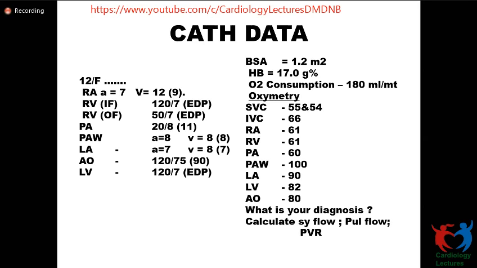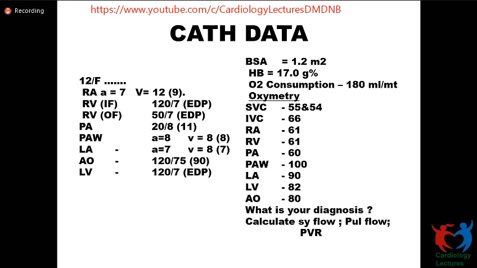Okay, sir. It's a 12-year-old female. I would like to analyze the pressure data first, sir. In the RA, there is a V wave, more and slightly elevated pressure. Mean pressure is 9. Then RV. So what may be the reason?